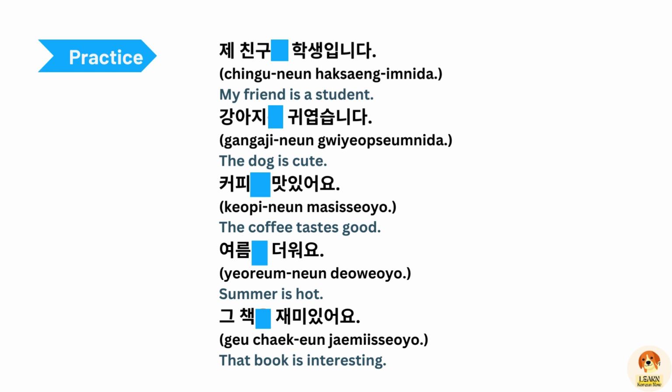I'll say a sentence and you fill in the blank with the correct particle 은 or 는. 제 친구는 학생입니다. My friend is a student. 강아지는 귀엽습니다. The dog is cute.